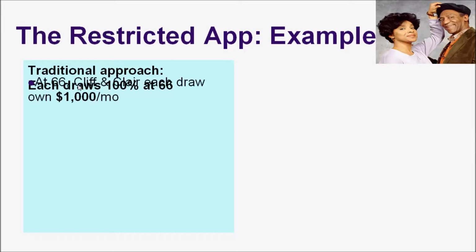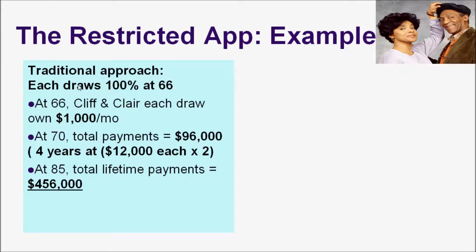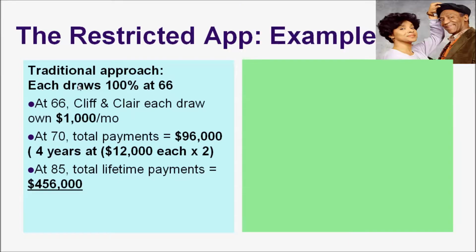Okay, let's go over a typical example. Cliff and Claire, now they're both 66. They both worked, and they both should withdraw $1,000 at 66. So by age 70, they will have withdrawn a total of $96,000. That's $1,000 each, $12,000 a year each for 4 years. By 85, that amounts to a total of $456,000. So they have both taken their full retirement at 66.